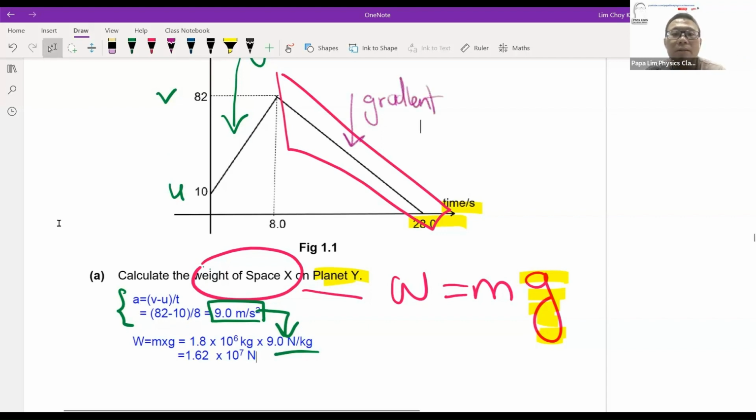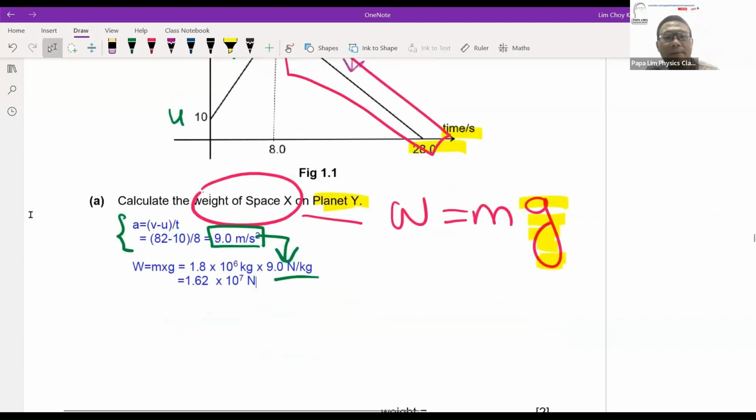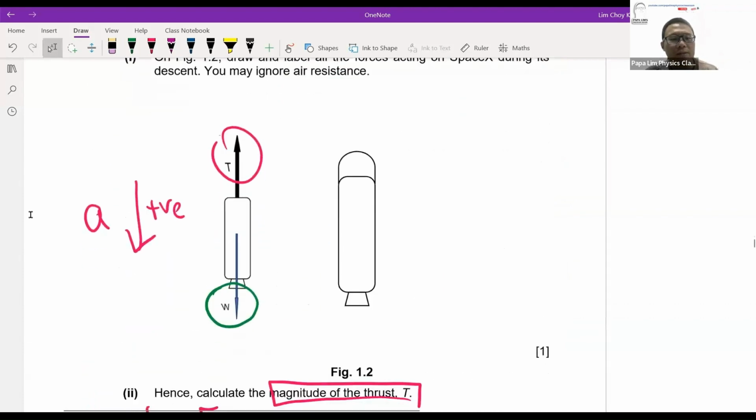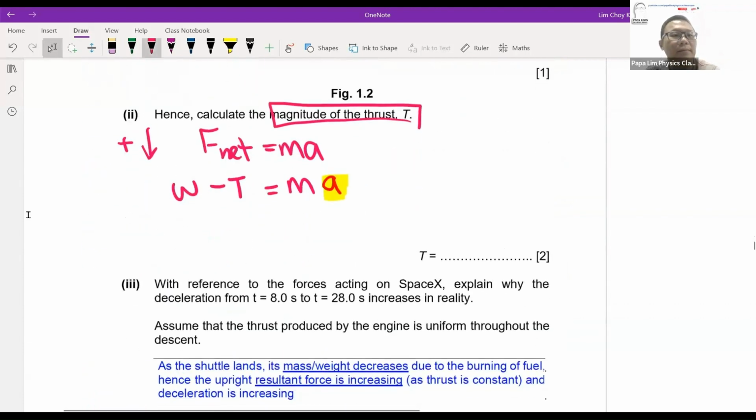So I'll repeat the same thing. I'll look at the gradient. I'll be using the formula final minus initial divided by time taken. But it's just that now I'm looking at the right side of the curve here. So what we are looking at is the second part here, the acceleration, this is the mass.